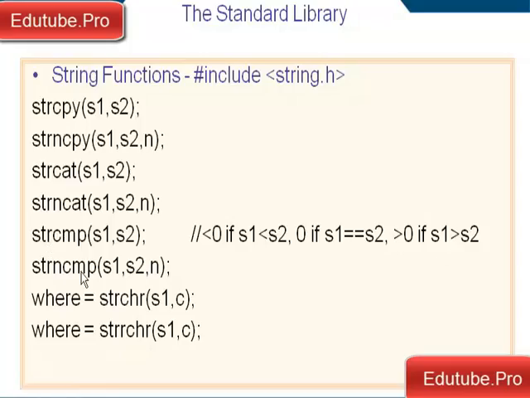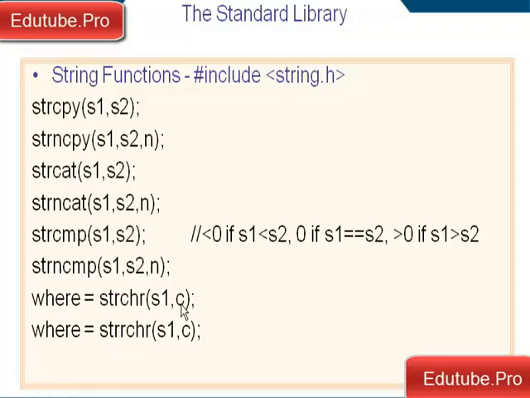strncmp compares these two strings and only goes so many characters into it, delimited by the number here, which is just an integer. Here we're looking for this character. C is a single character, not a string. We are looking for that character someplace within S1, in the length of whatever is there in S1, and we will return a pointer within S1 to that location.